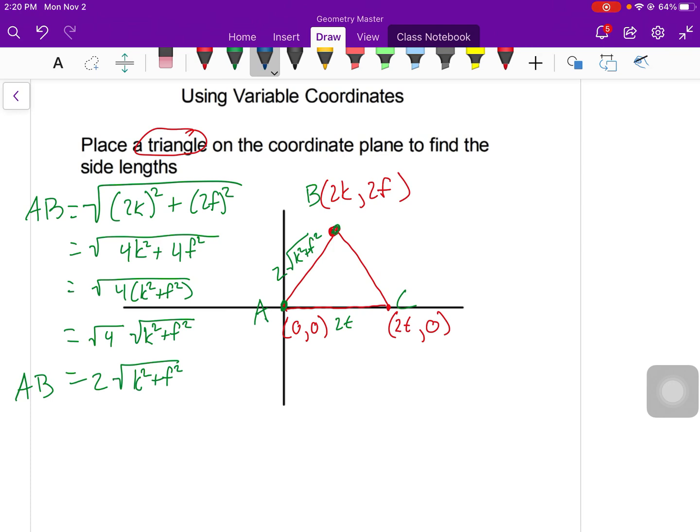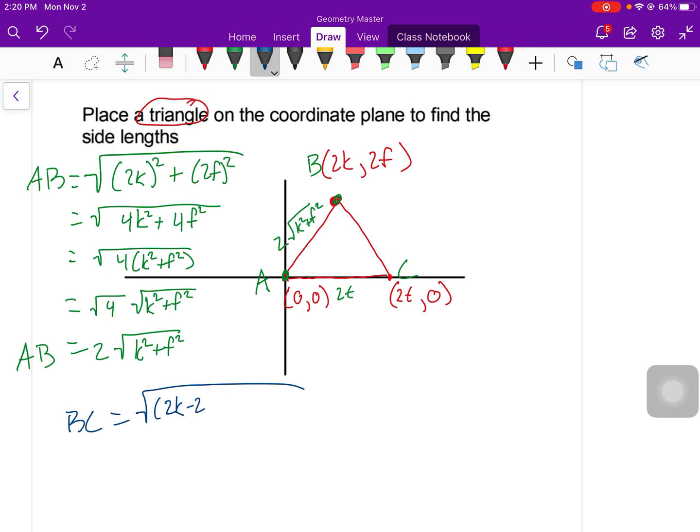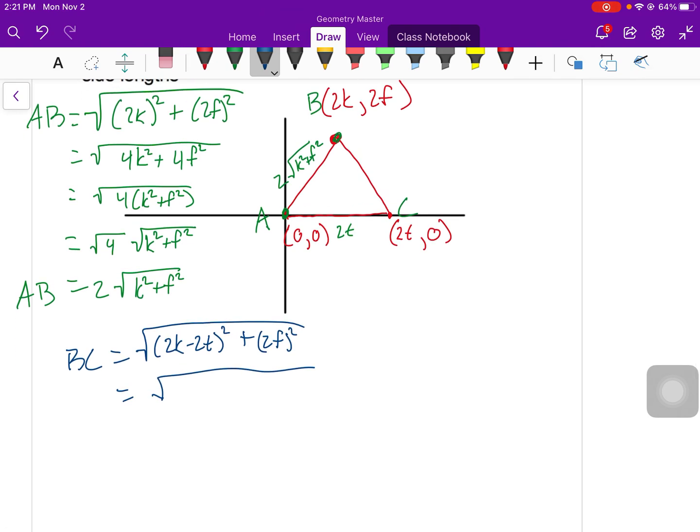Now if I want to find BC, that's going to be a little bit more work. I'm going to do this one very quickly as well. It's not that big of a deal if you're like, what just happened? How did he do that so fast? So our distance formula is a difference in x's, so (2k minus 2t) squared plus the difference in our y's squared, which is just (2f) squared. You would FOIL this. So I know I'm going to get 4k squared minus 8kt plus 4t squared plus 4f squared. I FOILed in my head instead of writing it down. That's how I got this long thing. That's as simplified as I can pretty much get.